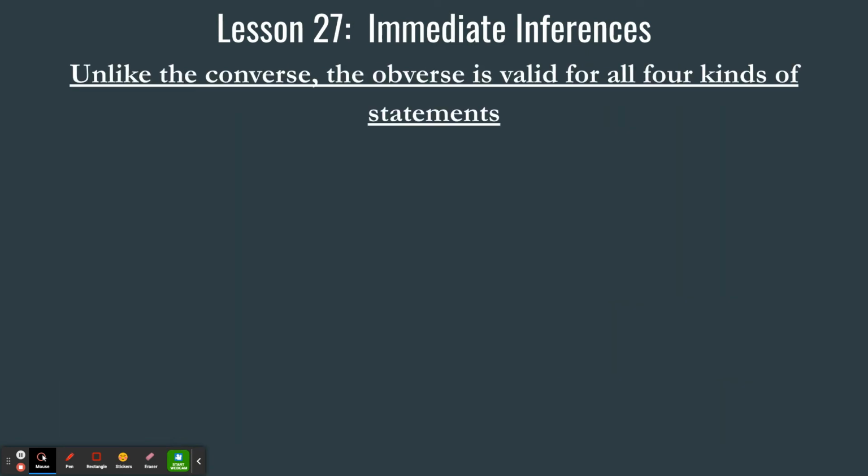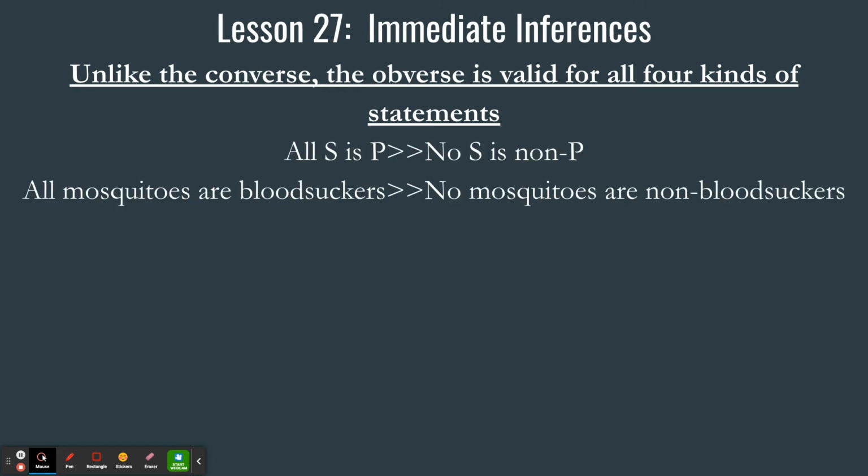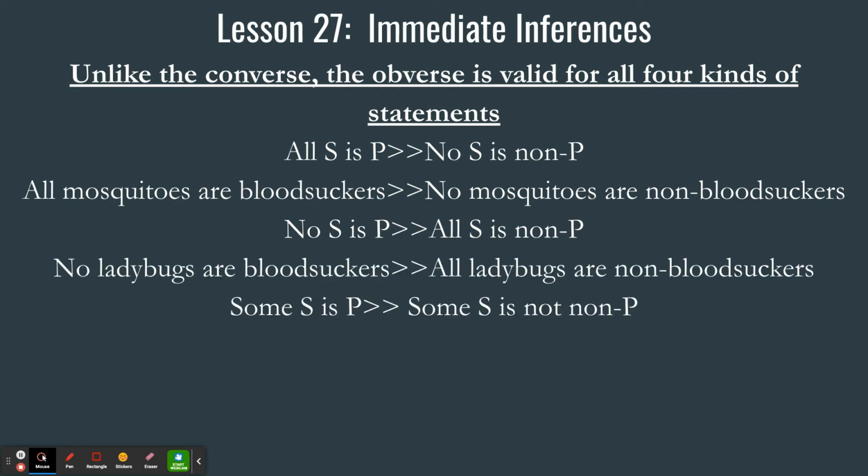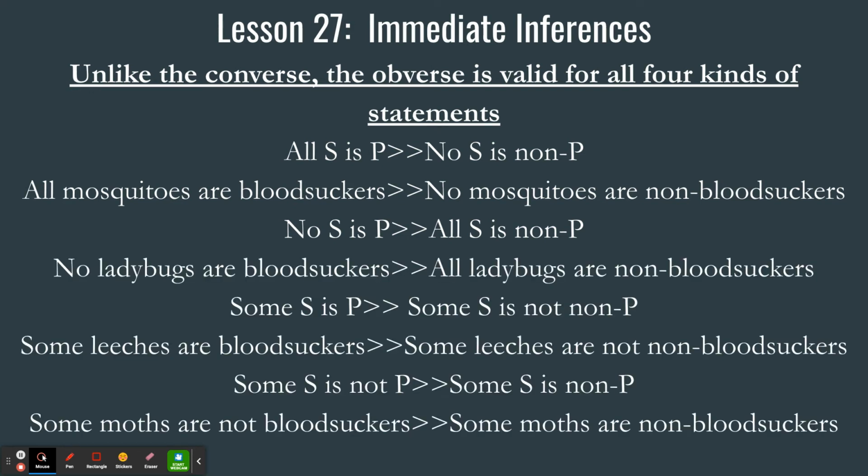Now, unlike the converse, the obverse of a statement is valid for all four kinds of statements. So as we just demonstrated, you can do an obverse for all four types. You don't have to write these down, but you can if you want. All S is P: the obverse is no S is non-P. So all mosquitoes are bloodsuckers. The obverse would be no mosquitoes are non-bloodsuckers. Take every mosquito in the universe, not a single one of them is a non-bloodsucker. In other words, they're all bloodsuckers.